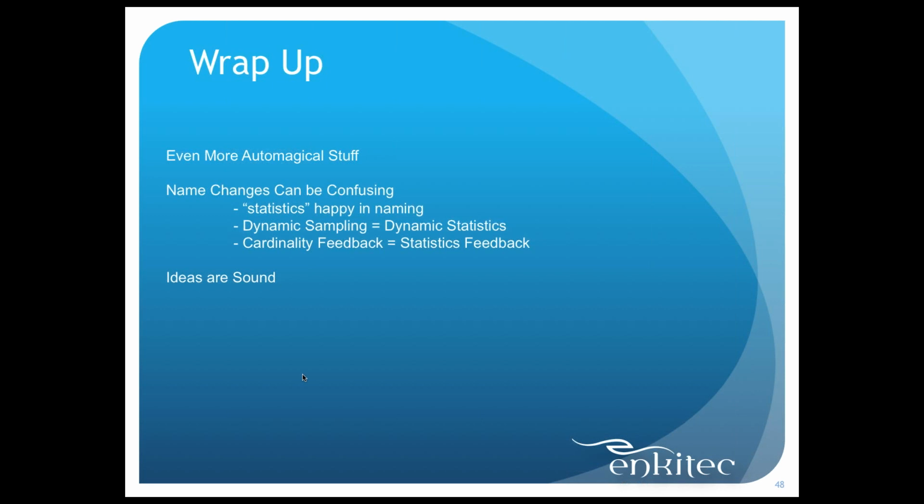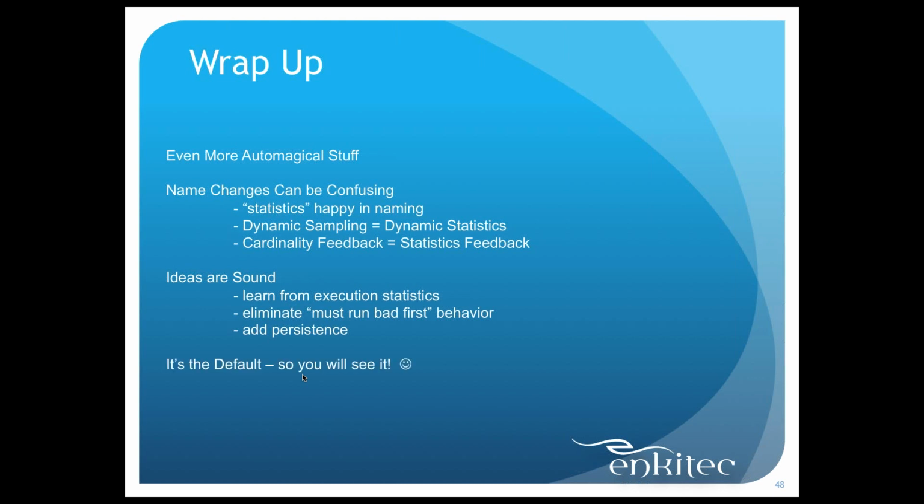I want to reiterate that I think the ideas are very sound for this adaptive optimization. Learning from execution statistics is a sound practice that guys that are doing tuning have been doing for a long time already. And so implementing it into the code is, I think, a good move in the right direction. Trying to eliminate that having to run bad at least once before you get it to kick in is the right thing to do. And certainly adding persistence is a good thing to do.